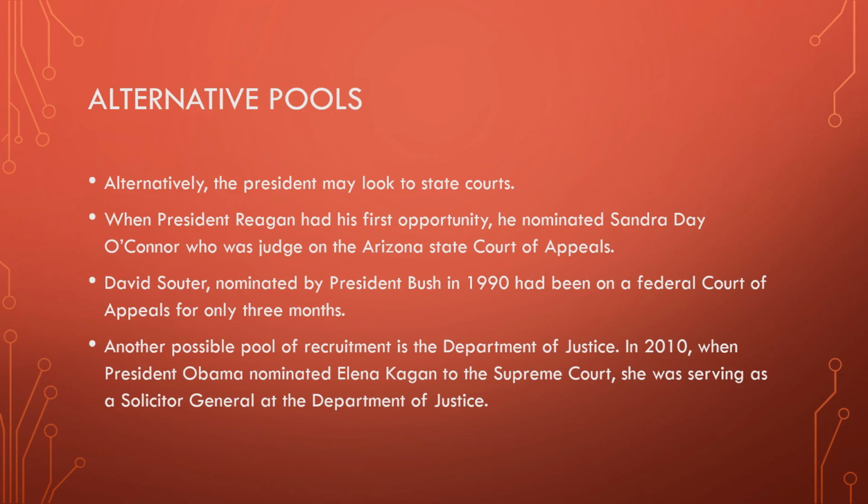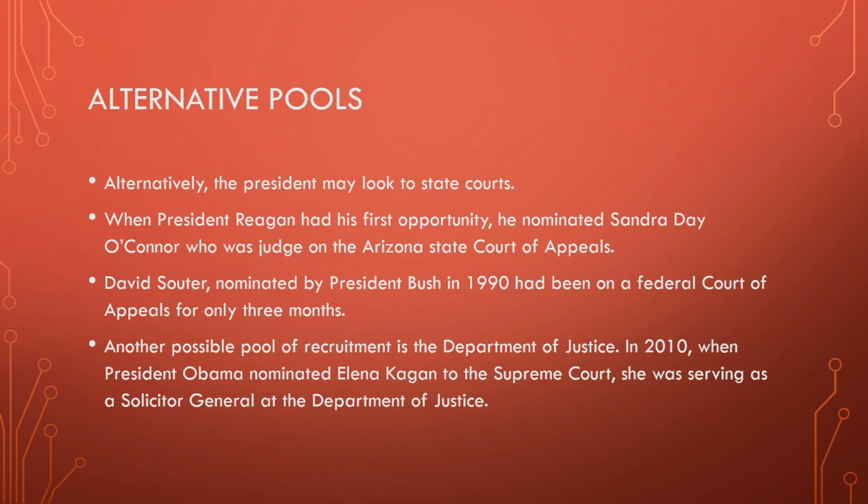There are alternative pools as well. They may also look to state courts. When President Reagan had his first opportunity, he nominated Sandra Day O'Connor, who was a judge in the Arizona State Court of Appeals. And David Souter, nominated by President Bush in 1990, had been on the Federal Court of Appeals for only 3 months, and he was a state Court of Appeals judge as well.